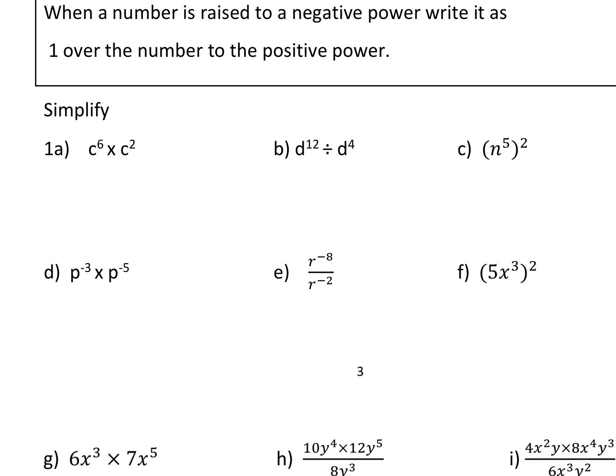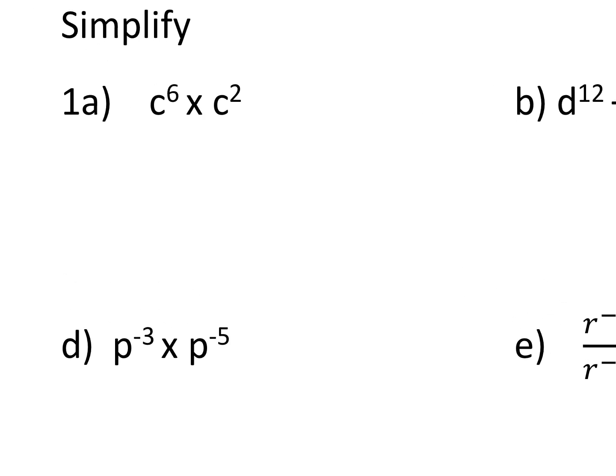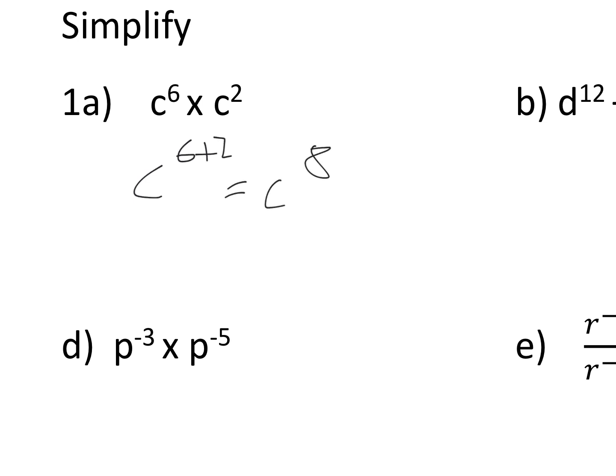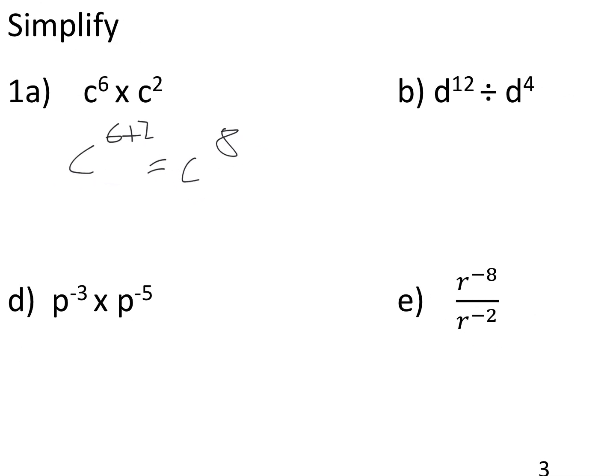All these examples here, first of all, are algebraic. So the first one, the bases are the same. We're multiplying, which means we can add those powers together. So that would be c to the power of 6 plus 2, or c to the power of 8. The second one, b, the bases are the same. And when the bases are the same, if we're dividing, we can subtract the powers. So 12 take away 4, which is 8, d to the power of 8.